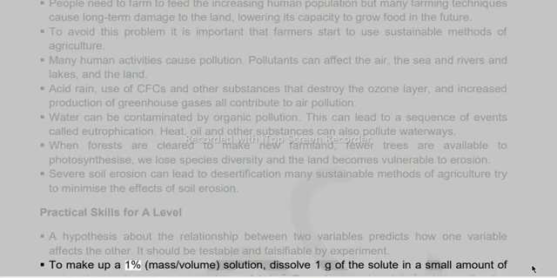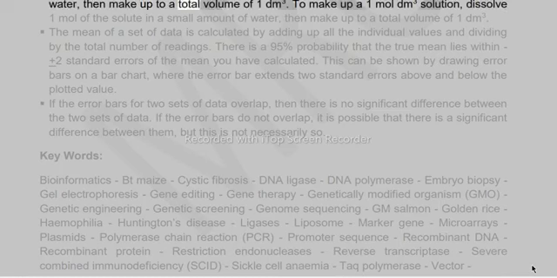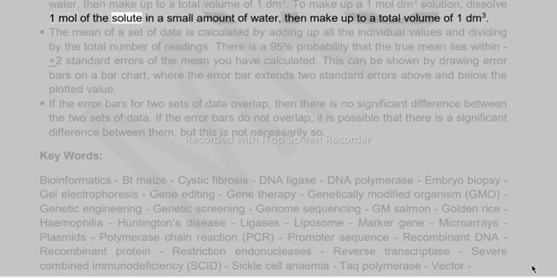To make up a 1% mass/volume solution, dissolve 1 g of the solute in a small amount of water, then make up to a total volume of 1 dm3. To make up a 1 mol dm-3 solution, dissolve 1 mole of the solute in a small amount of water, then make up to a total volume of 1 dm3.